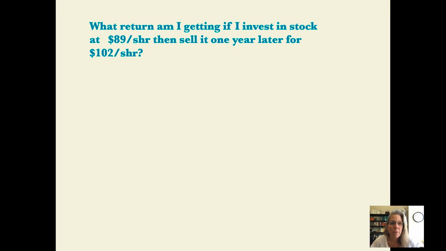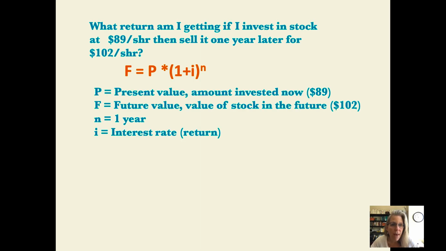So what return am I going to get if I invest in stock at $89 a share and then sell 1 year later at $102? So again, I'm going to use this equation. F in this case is going to be $102 into the future. P is the amount I invest right now, or $89, and the N value is 1 year, and my interest rate is my unknown. So if I draw this equation, I can see I'm going to invest 89, get a return of 102 in 1 year, and the question is, what is the interest rate I earn?